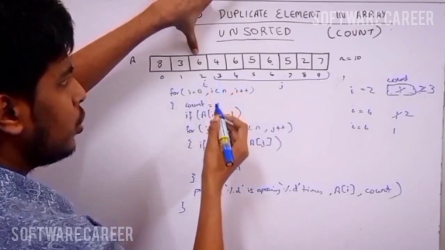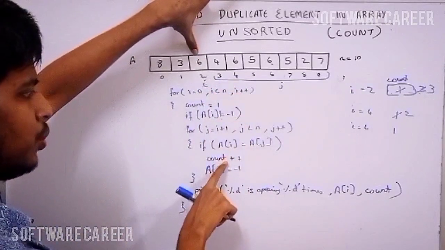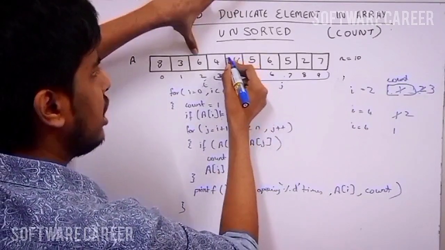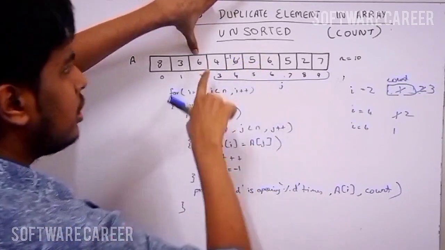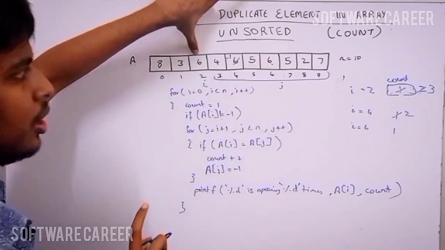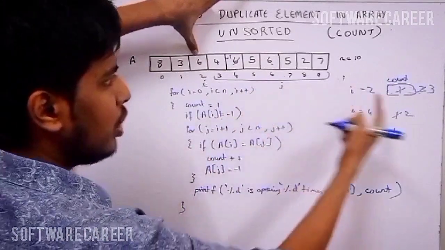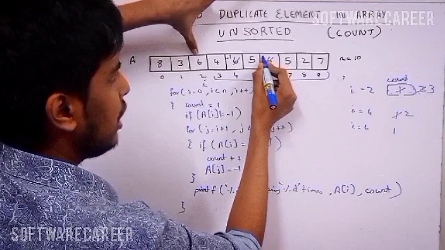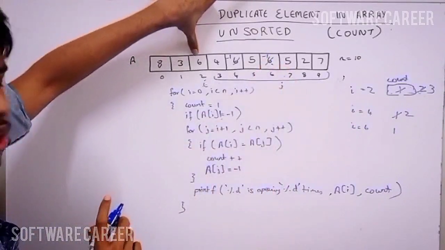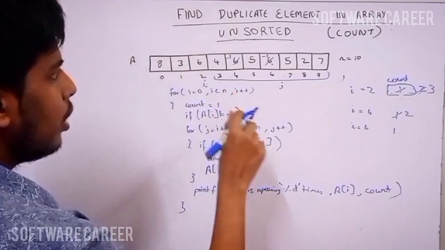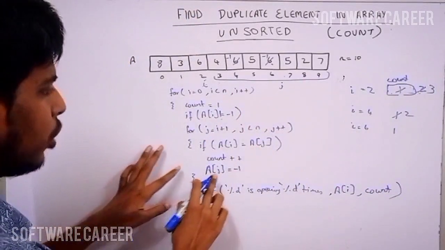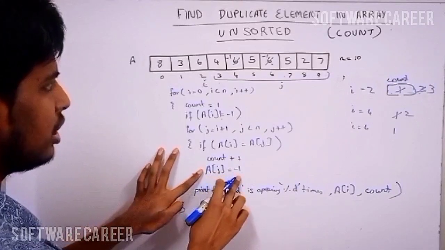Then after count is increased, a[j] will be -1. This 6 becomes -1. Then it checks whether 6 is present here. Yes, so the count value increases from 2 to 3. Then it places -1 here. So now you got count value as 3 for 6. Then what happens after placing a[j] = -1?